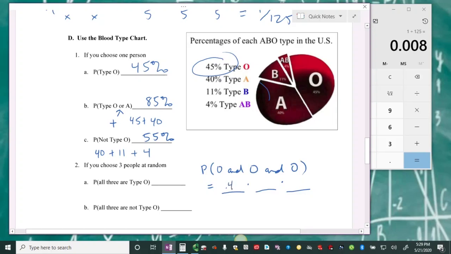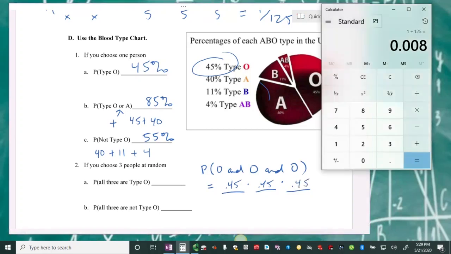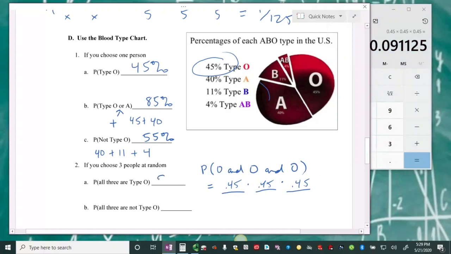So I'm going to do 0.45, 0.45, 0.45. So on my calculator, I'm just going to take 0.45 times 0.45 times 0.45. Okay, and we end up with 0.0911, so about 9.1%.